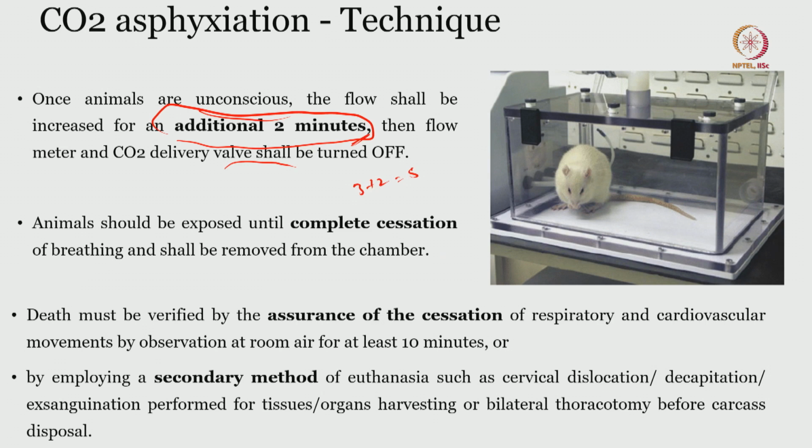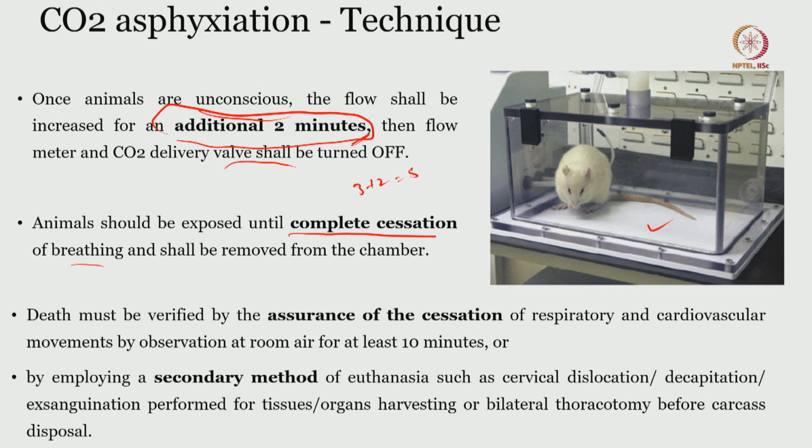So, the animal should be exposed until complete cessation of breathing. Only then will the rat be removed from the chamber to assess the vitals. So, it is going to be visual monitoring. If you have a facility where the respiratory rate and all that can be monitored within the euthanasia chamber, that is well and good, but generally that is not required, which is an expensive setup. You can observe the breathing visually because it is a glass chamber, and once the breathing stops, only then will you remove the rat from the chamber.